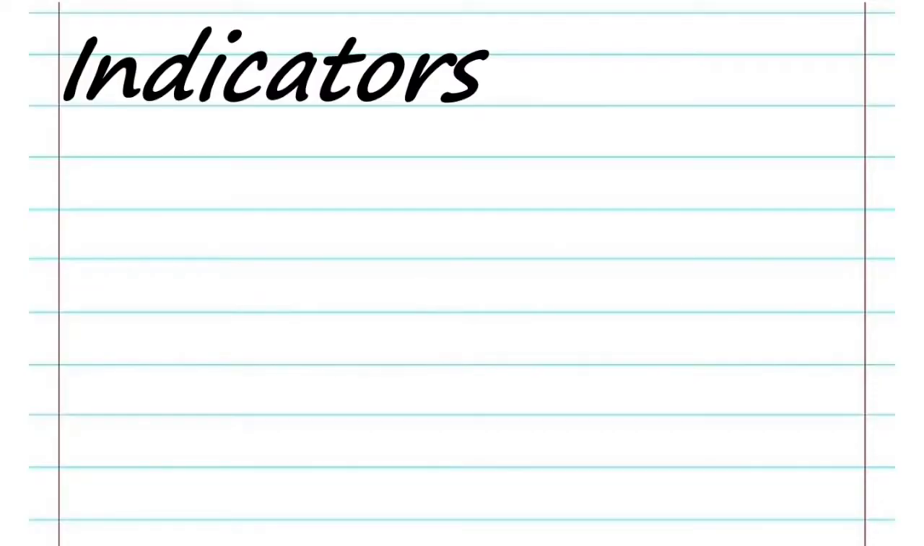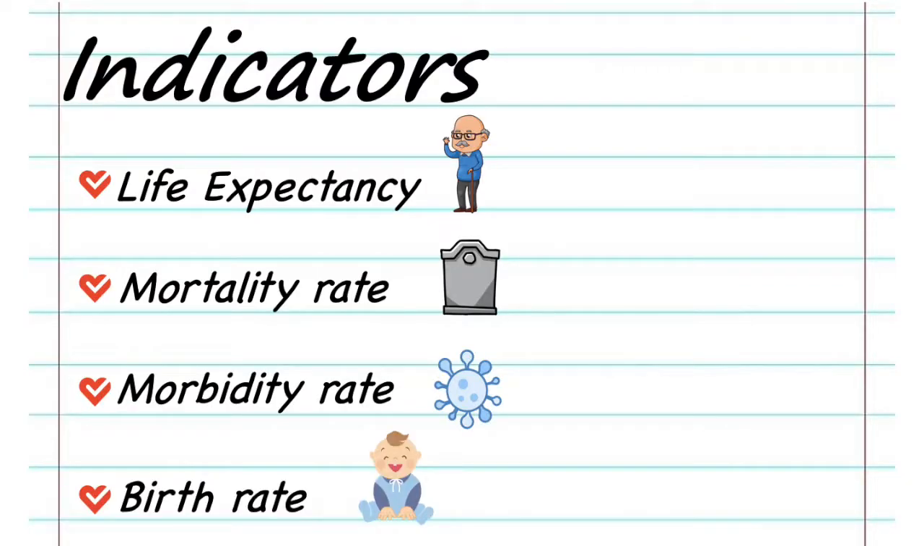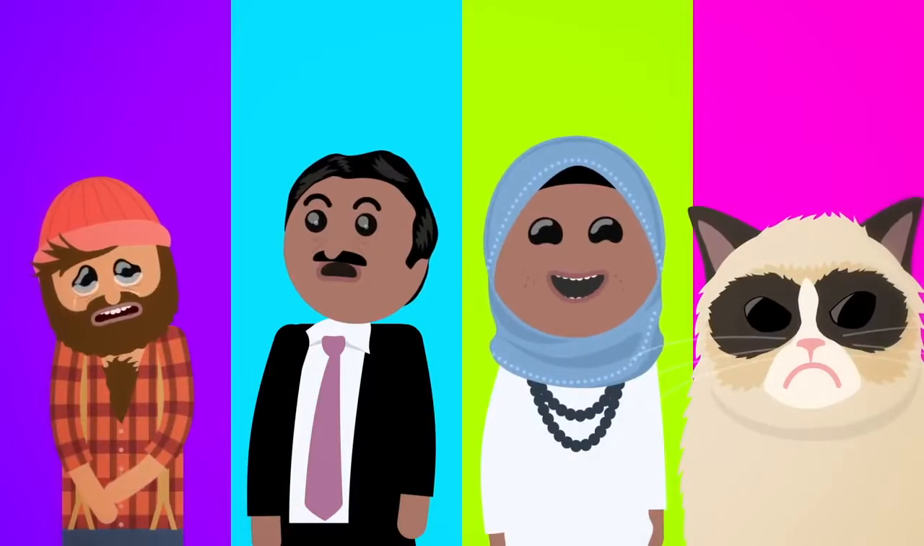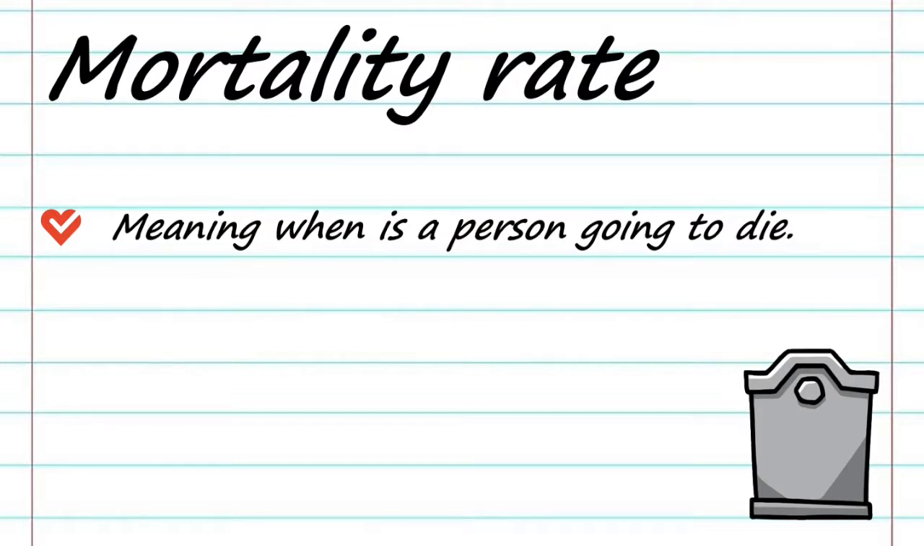Health is the absence of a disability or disease and the maintenance of mental stability. Indicators such as life expectancy, mortality rate, morbidity, birth rate, and disability are used to measure health. To understand this definition better, I'm going to explain the meaning of the indicators mentioned. Life expectancy is the average period that a person lives, and the mortality rate is the opposite, meaning when a person is going to die.